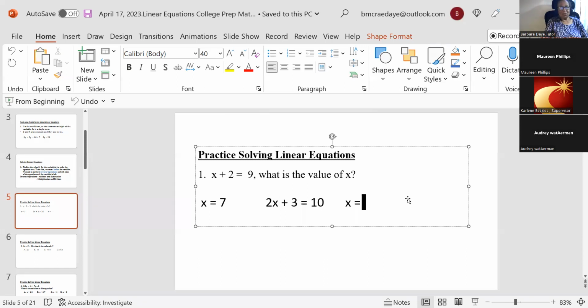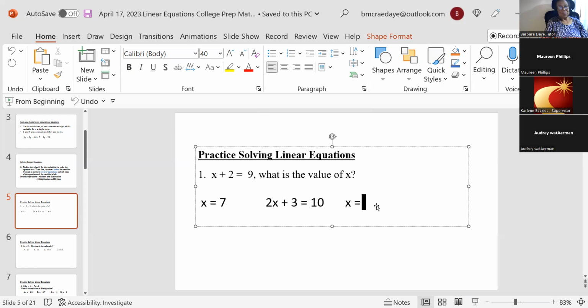So the x will be what, Maureen? 7? What's 2 times 7? 14. What's 14 plus 3, Maureen? 14 plus 3 is 17. And that's not 10. Right? You can always check it. You can substitute in your variable and put your number in. If it doesn't come out equal, you know it's not correct.